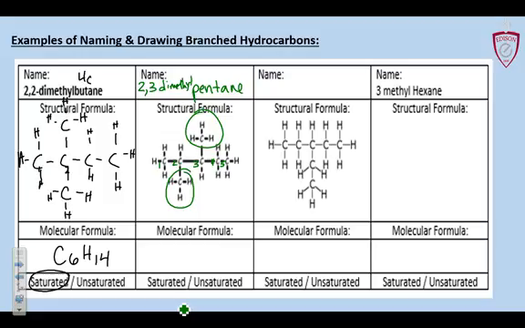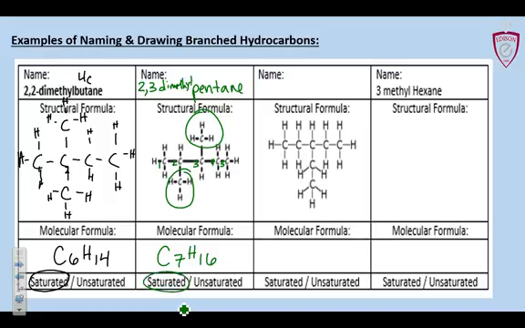Molecular formula looks like 5, 6, 7 carbons. I'm going to guess, is it C7H16? Yes, because you used your formula, which works in this case because there's no double bond. And it is saturated. That's why my formula works. There we go. Next one.